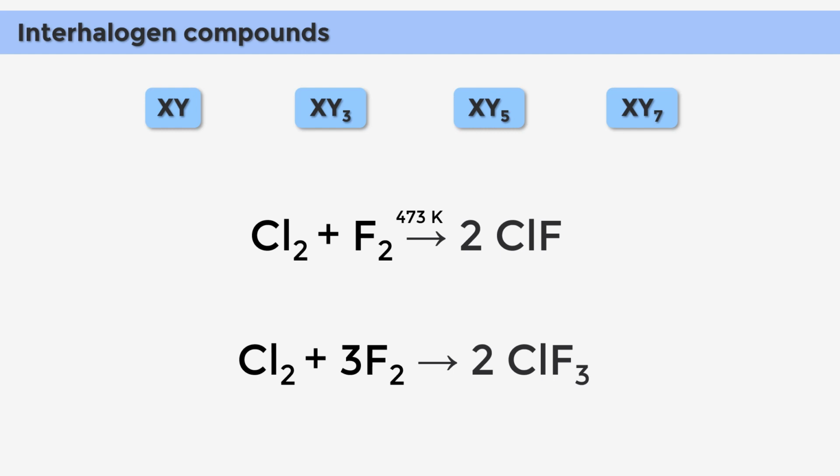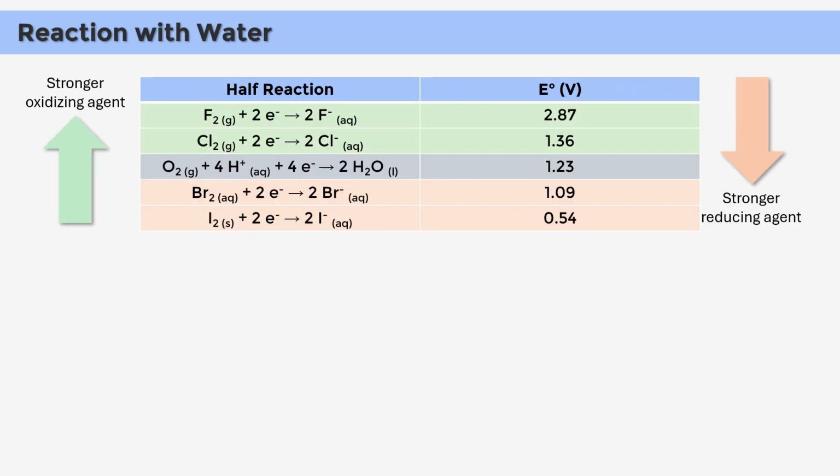For instance, if chlorine reacts with additional fluorine, chlorine trifluoride is formed. From their standard reduction potentials, it can be established that iodine and bromine lack the ability to convert water into oxygen because their reduction potentials are lower than that of oxygen. So as a consequence, iodine and bromine do not react with water.